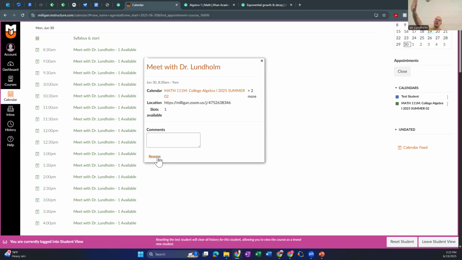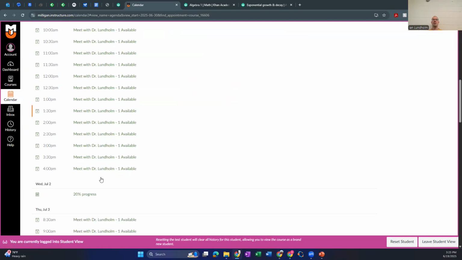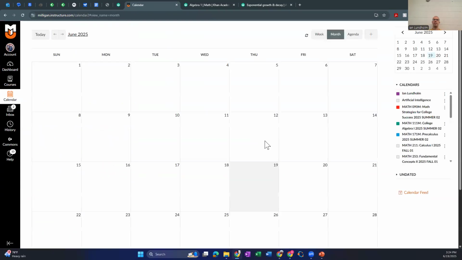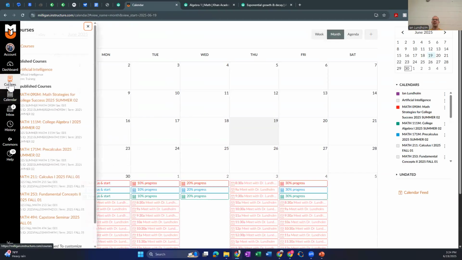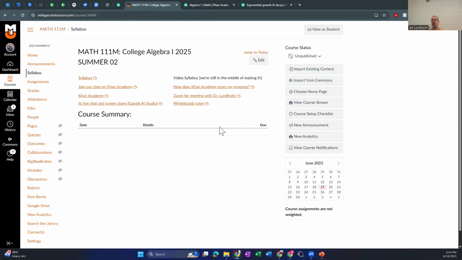It'll go off the list for everybody else, and it'll show up on my calendar as a time when we're going to meet. So this is a nice tool to reserve times to meet with me. And I do encourage you to do that, because that's what separates this course from just working through the material all by yourself.